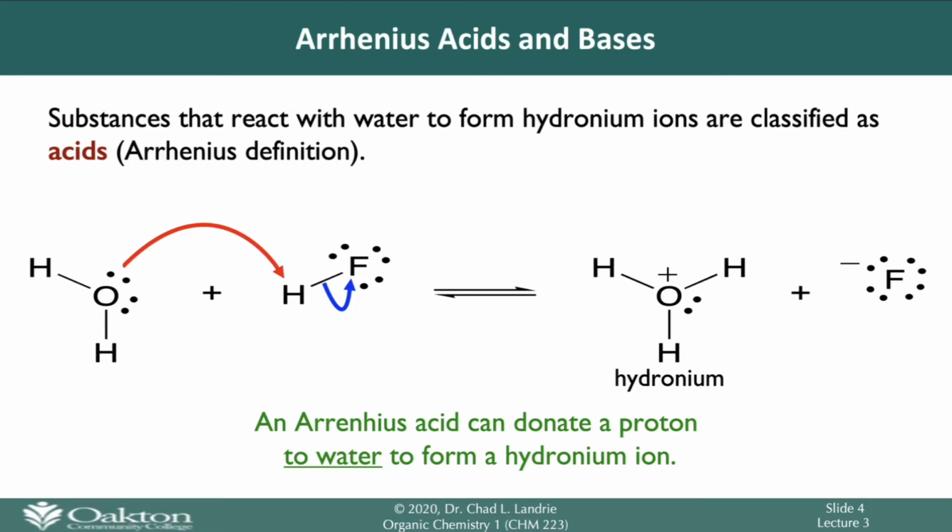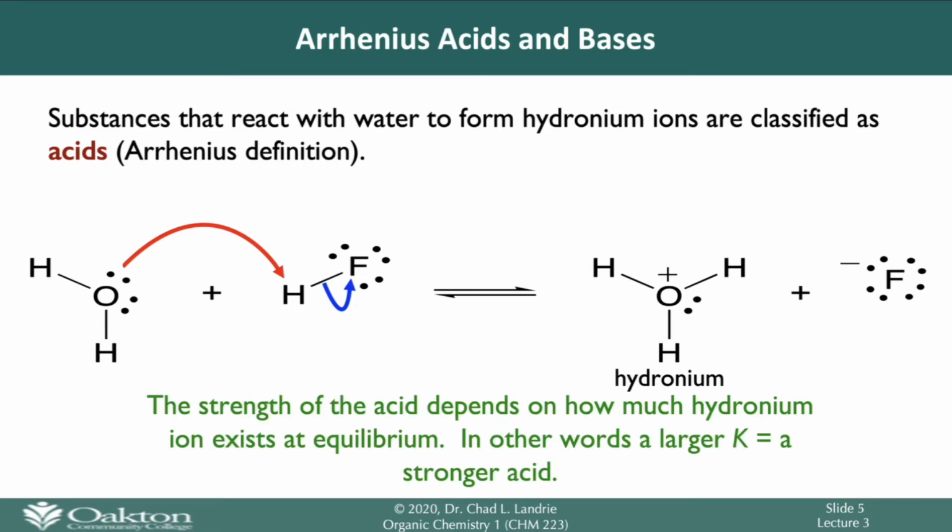Now, notice that this is an equilibrium reaction, right? The two arrows in the middle tell us that this reaction proceeds left to right and right to left. But equilibrium doesn't mean equal. It only means that the rates forward and backward are equal. It doesn't mean equal amounts. And so the strength of an Arrhenius acid, or any acid for that matter, depends on how much hydronium ion exists at equilibrium. If the equilibrium lies farther to the right and there's more hydronium ion, we'll have a larger equilibrium constant and therefore a stronger acid.